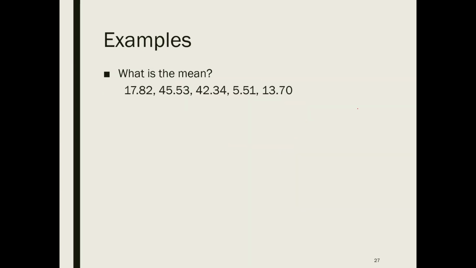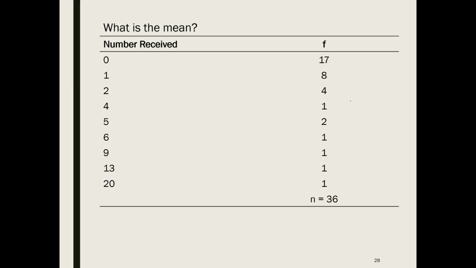So a simple example: among those 5 numbers, what is the mean? What you do is really simple. You add those 5 numbers together and divide by what? 5, right? 5 is the sample size, so you will get 24.98.